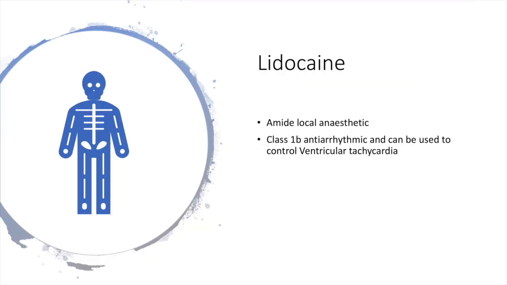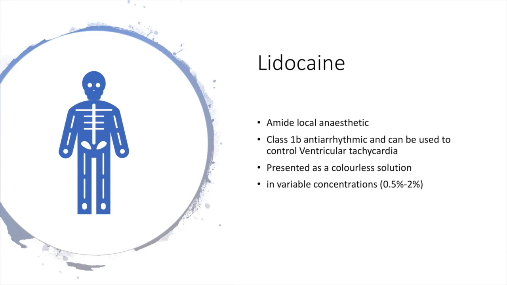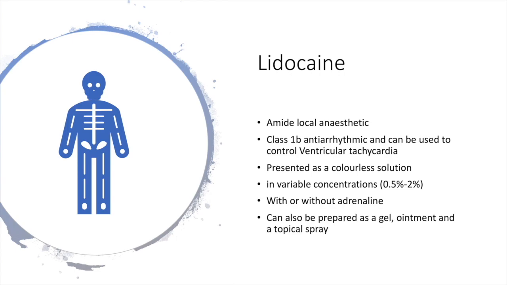It has class 1B antiarrhythmic action, and can be used to control ventricular tachycardia. It's presented as a colourless solution. It has variable concentrations. It can be given with or without adrenaline, and is also available in different preparations. So for example, as a gel, as an ointment, and it can be used as a topical spray as well.